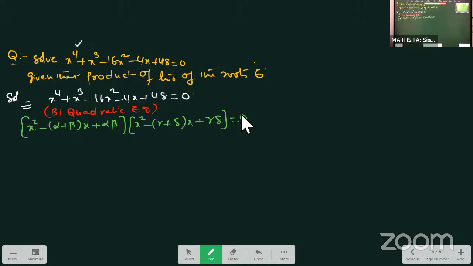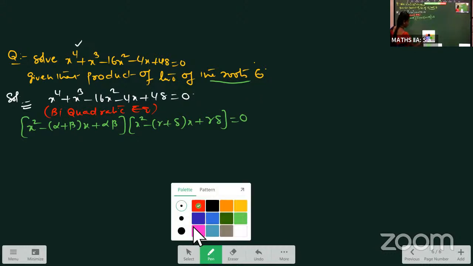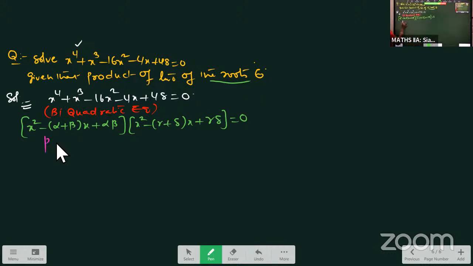Okay. So now here in your question, what is given is that the product of the two roots is 6. So what is actually the formula for the product of roots? Product of roots. For alpha, beta, gamma, delta, with coefficients A, B, C, D, E, the formula is E by A. So here, this is your A.